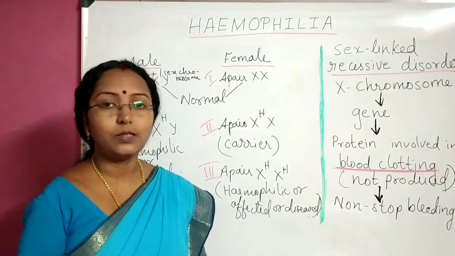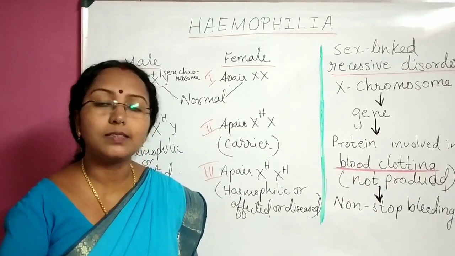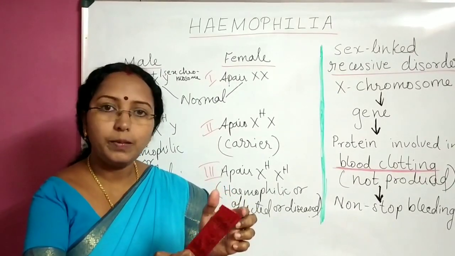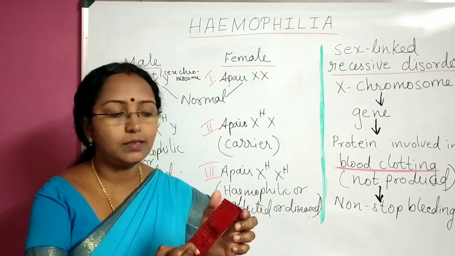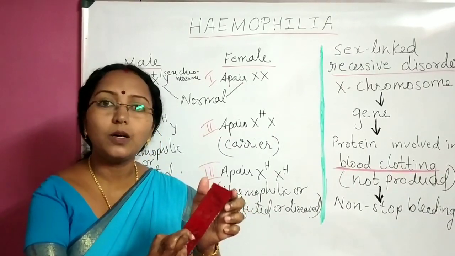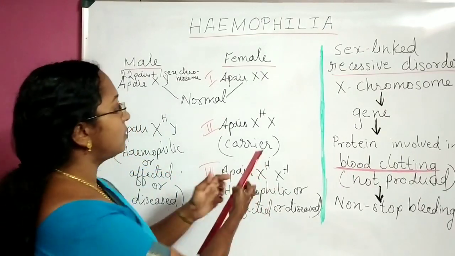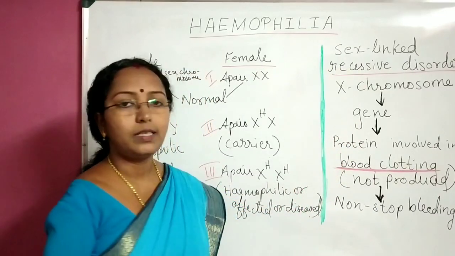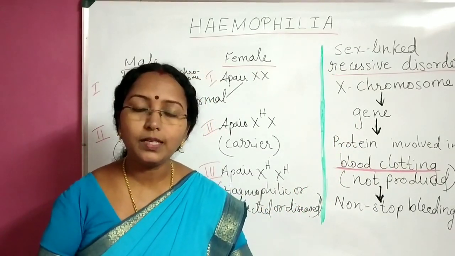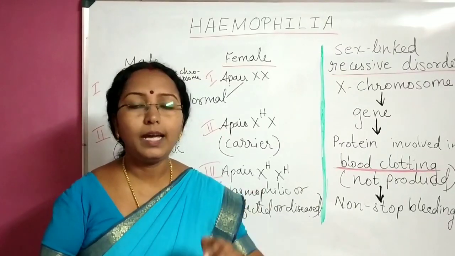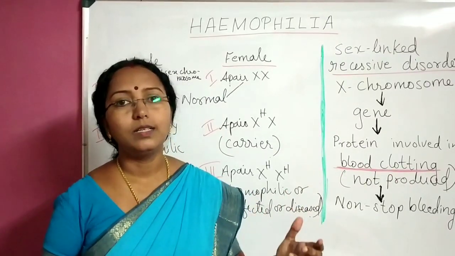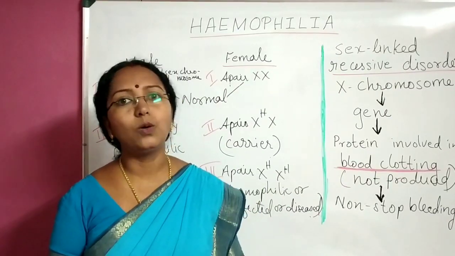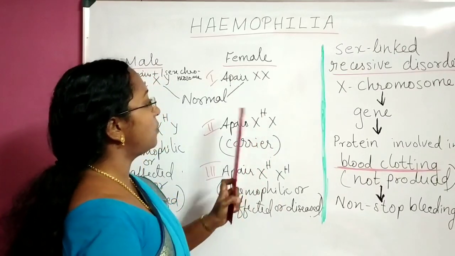Is it not? So is the person having the disease? No. If there is a cut or a wound, there will be bleeding, and after some time the wound will close. That means the blood will clot. Why? Because the other X chromosome is normal. This X chromosome can produce the gene, and that gene will produce the protein, and that protein will aid in the clotting of the blood. So the person is normal. But is the person totally normal? No, because one X chromosome is affected.